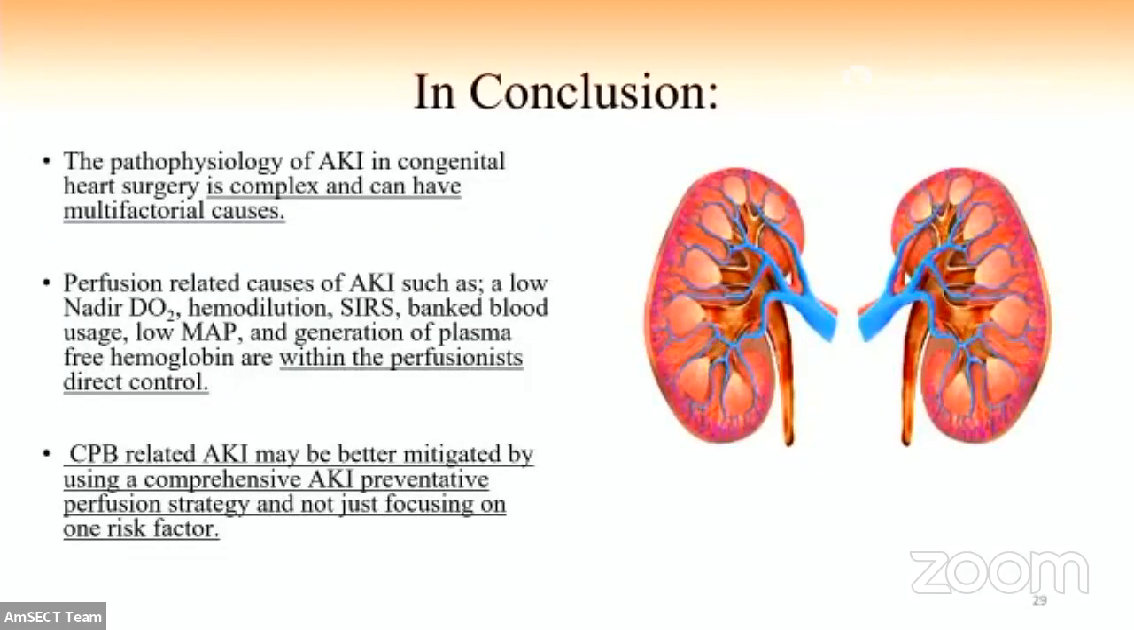So in conclusion, the pathophysiology of AKI in congenital heart surgery is complex and can have multifactorial causes. And perfusion-related causes of AKI, such as a low nadir TO2, hemodilution, systemic inflammatory response, bank blood usage, a low MAP, and generation of plasma-free hemoglobin are all under our control. So bypass-related AKI may be better mitigated by using a comprehensive AKI preventative perfusion strategy and not just focusing on one factor. Thank you very much.